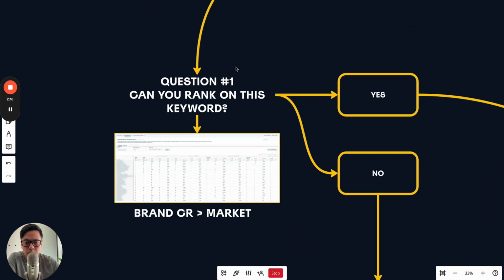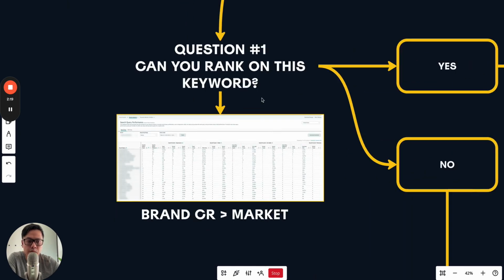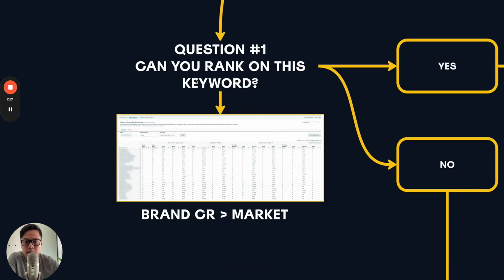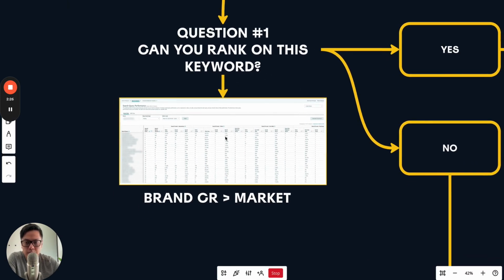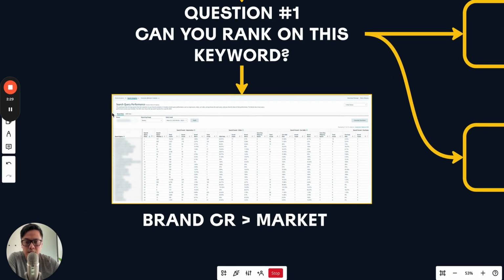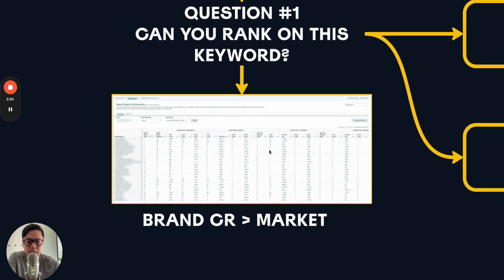So the very first question that I always ask in regards to a search term is, can you rank on this keyword? So we have the tool, we have the data to be able to do this. Amazon gives us the search query performance report, where we're able to calculate the brand conversion rate and the market conversion rate. The general thought process here is, if your brand conversion rate is better than your market conversion rate, then you can generally rank high or in the top 10 for this particular keyword or search term.